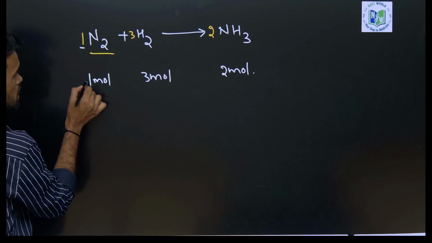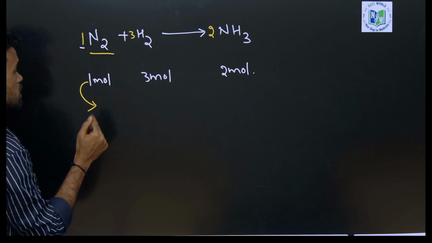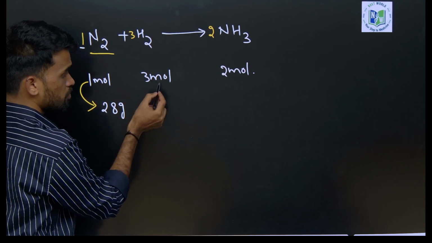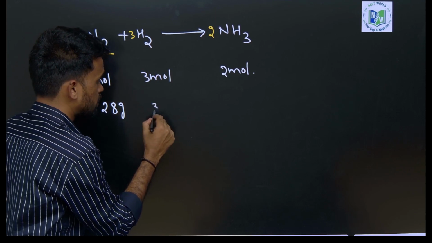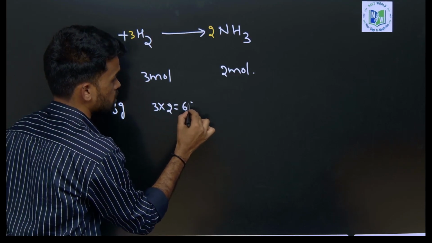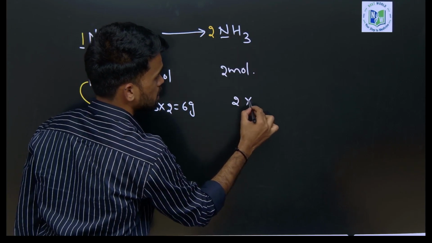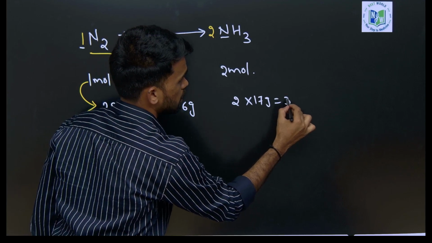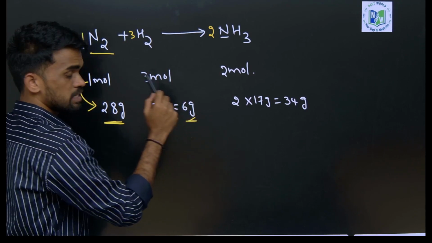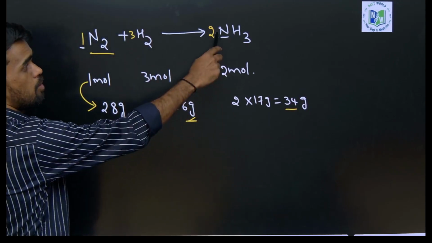Okay, so now instead of writing 1 mole, we can say what is the molecular weight of N2? That is 28 grams now. So we can write 28 grams also. Instead of writing 3 moles, we can also write it as 3 into what is the molecular weight of H2? It is 2. So we can write 6 grams also. And for this, 2 into for nitrogen it is 14 plus 3, that is 17 grams. So we can write it as 34 grams also. It means for every 28 grams we require 6 grams of H2, that will give us 34 grams of ammonia.